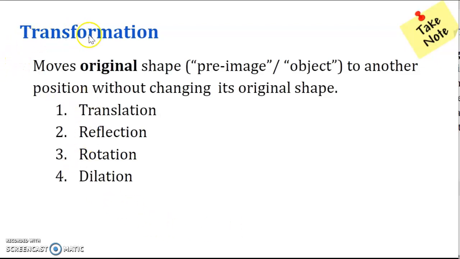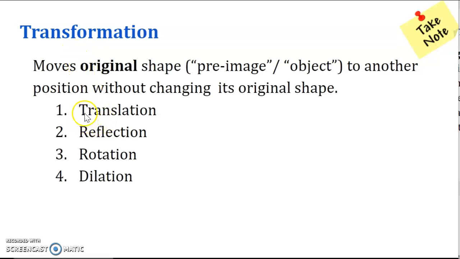Well, transformation is when we move the original shape, which we sometimes call the pre-image. The original shape is called the pre-image or the object. We move it to another new position without changing its original shape. That's what we mean by transformation.